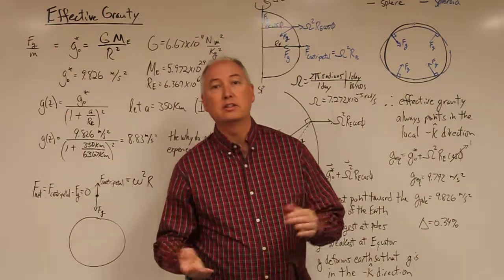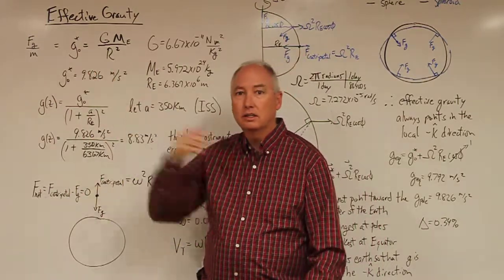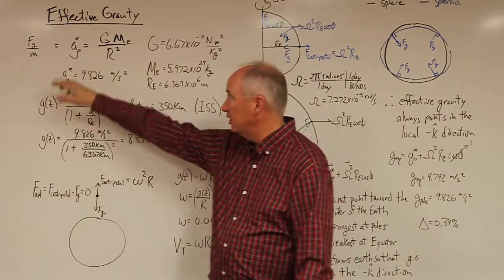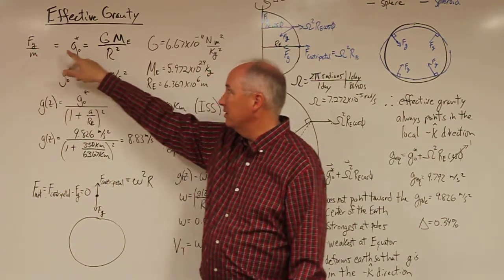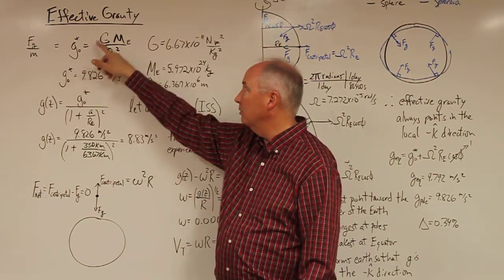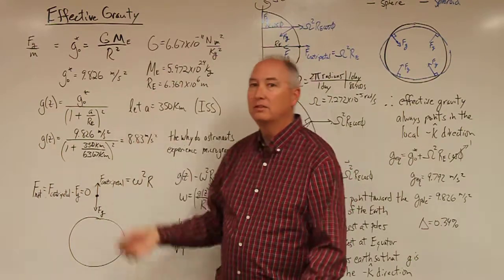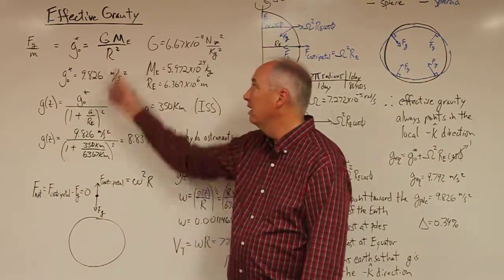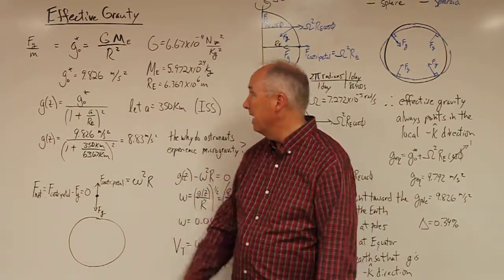Today we're going to introduce the concept of effective gravity. We know from Newton's law of gravitation that the force of gravity divided by the mass is equal to the acceleration due to gravity, which is the gravitational constant times the mass of the object, in this case the mass of the Earth, divided by the radius, the distance from the center of that mass.